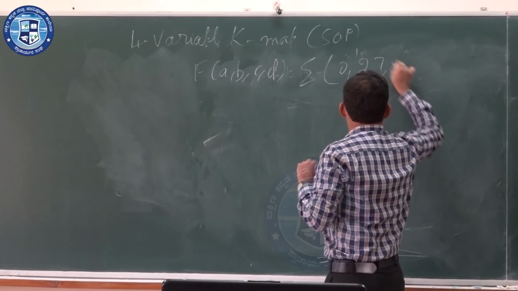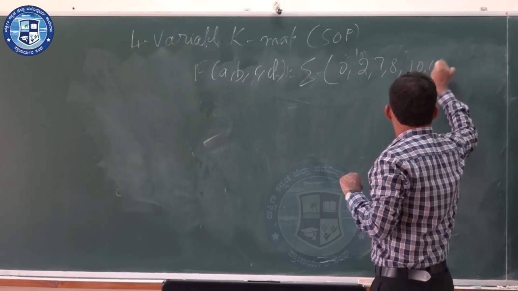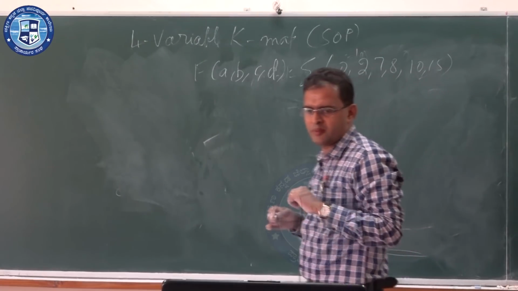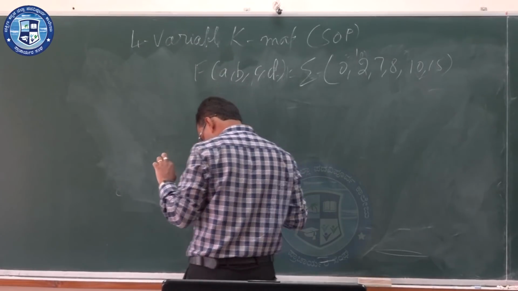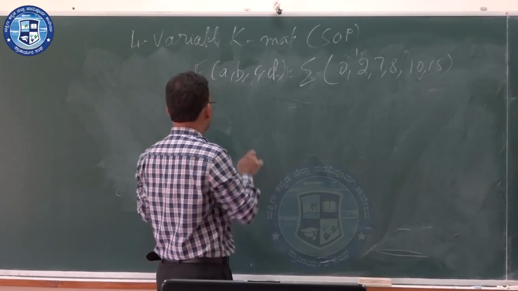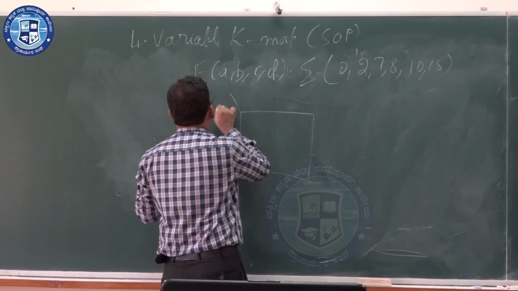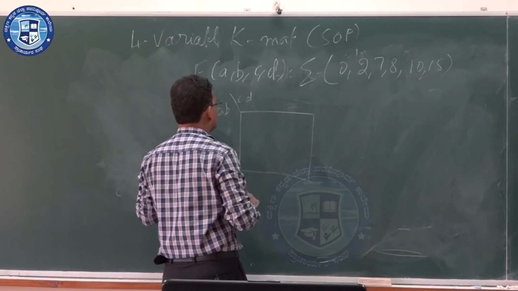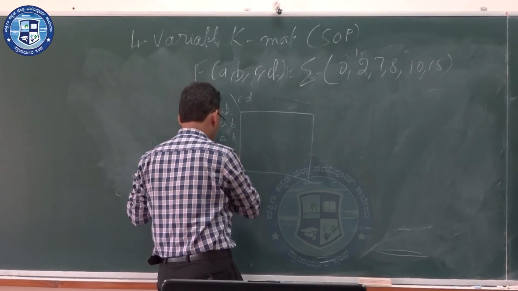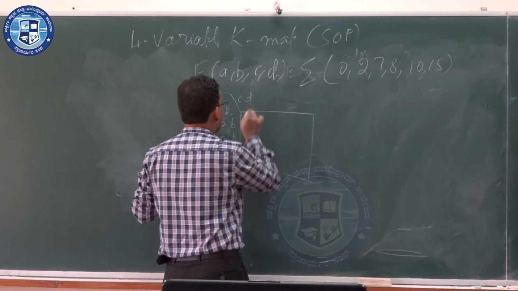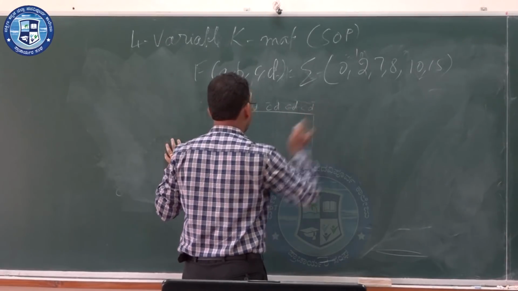2, 7, 8, 10, 15. First, if you are not so familiar with the combinations, you can go with the truth table, otherwise first draw an empty K map. The variables are A, B and C, D. A bar B bar, A bar B, A B and A B bar; C bar D bar, C bar D, C D and C D bar.